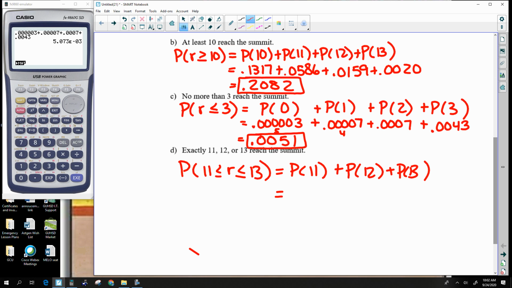So this is very similar to part B. So this is the probability of r greater than or equal to 10 minus the probability of 10, which I don't want on there. So again, this is part B, which was 10, 11, 12, and 13, which is exactly the question that I want, except I don't want the 10 on that number. So I'm just going to take the 10 off of that number.